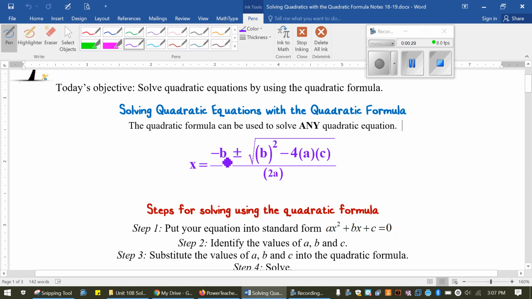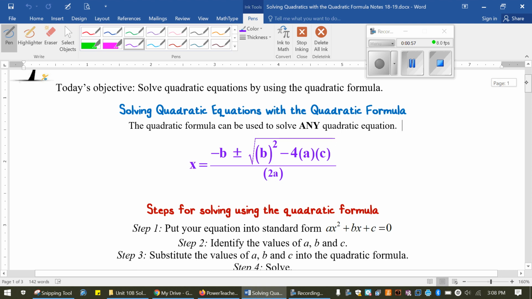So the opposite of b, so it means whatever is in front of b, you're going to take the opposite, plus or minus, and then you do a square root, and underneath that square root, you're going to do the b squared. Make sure you're putting that in parentheses, specifically if it's a negative number, minus 4 times a, the number in front of your x squared, and then your c, which is your constant, and then all of that is being divided by 2a.